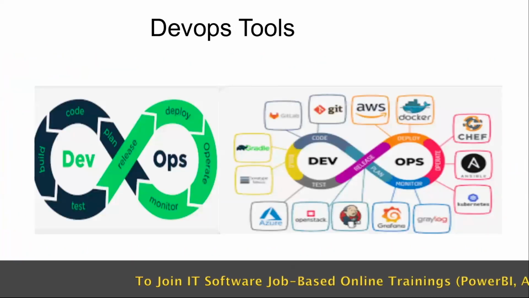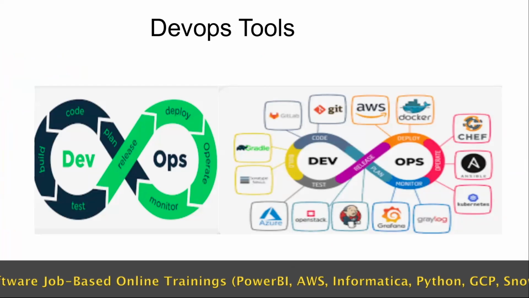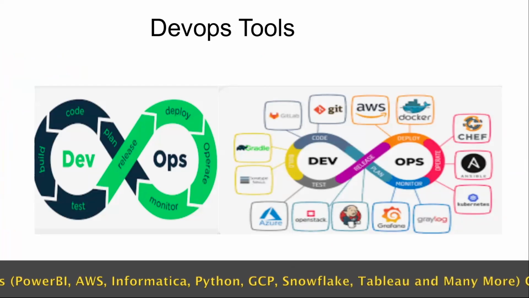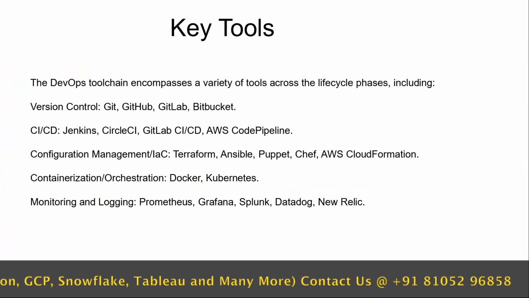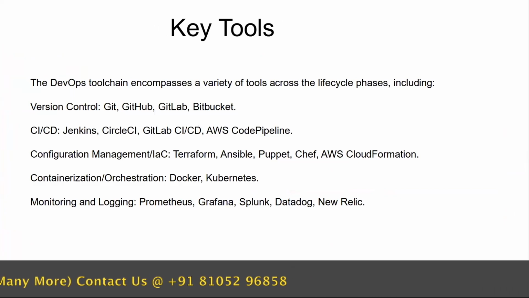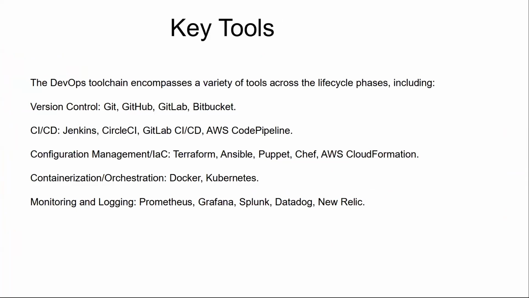So coming to your DevOps tools, these are some of the tools which you will be learning to work on. This is my key tools. Under version control, we have Git and GitHub. For CI/CD, we are mainly working with Jenkins, GitLab, and CodePipeline. Under configuration management, that is infrastructure as code, we have Terraform, Ansible, and CloudFormation. Under containerization and orchestration, we have Docker and Kubernetes. Then under monitoring and logging, we are going to check with Prometheus and Grafana. All these things are the major things.